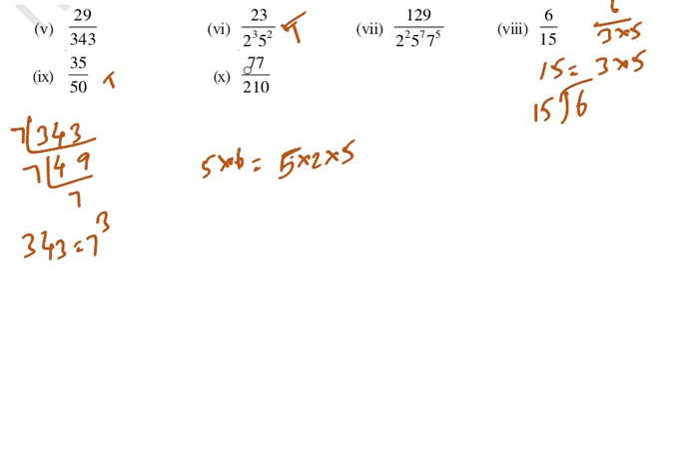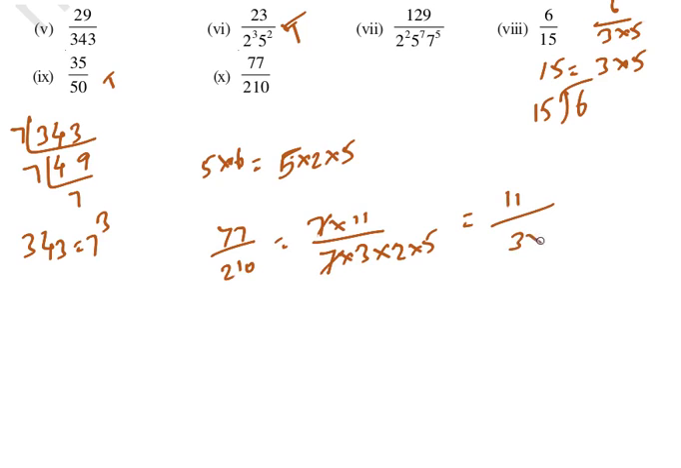210, and this will come in the 7th table. Even 77 also will come in the 7th table. So 77 divided by 210, what will happen? 7 into 11 divided by 7 3s are 21 into 10, 2 into 5. So what will happen? 7 will get cancelled. The remaining will be 11 by 3 into 2 into 5. If 3 is also there, definitely we will not get a terminating pattern. So definitely it will not terminate. This will be a repeating pattern of decimal expansion.